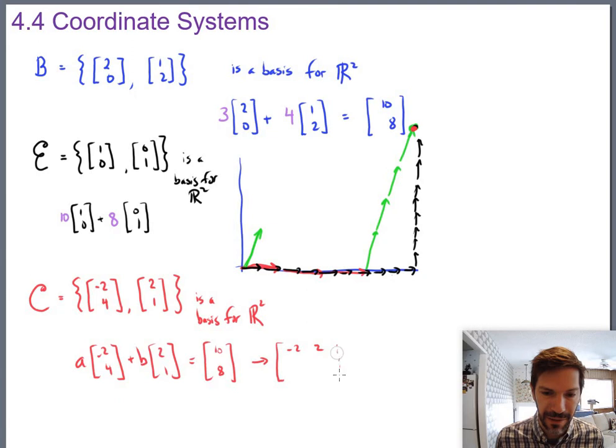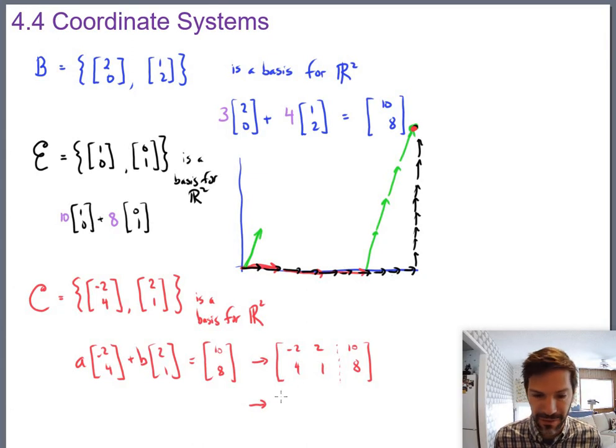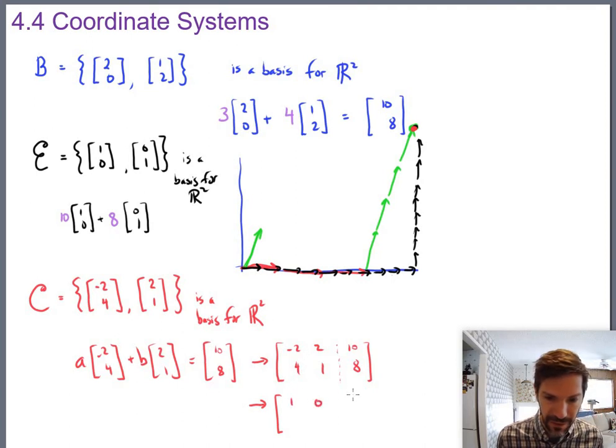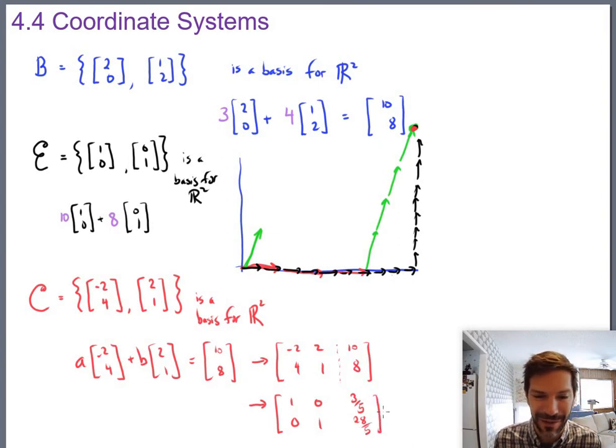So augmented matrix. And you can do that with a matrix calculator. Of course, it's actually not too hard to do this one by hand, although there are some fractions involved. And it comes out 1, 0, 3/5 and 0, 1, 28/5. So again, it's our old friend row reduction that tells us how to get there using these 2 particular basis vectors.